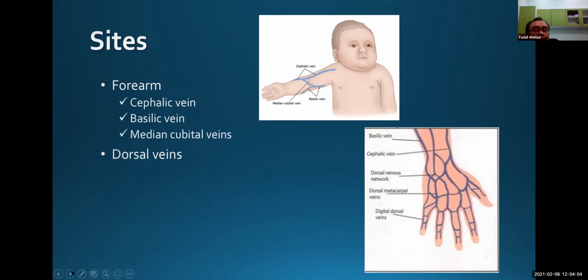Jarang lah pakai forearm. Jadi biasanya pakai dorsal vein ya.